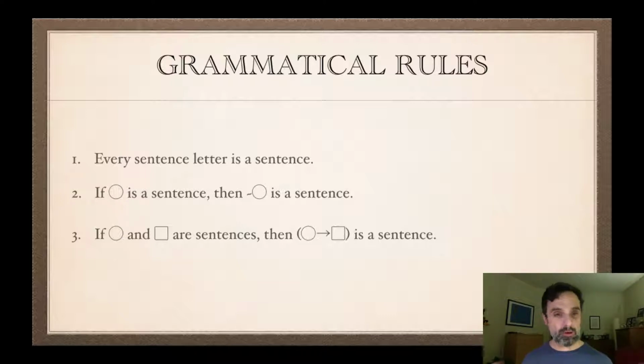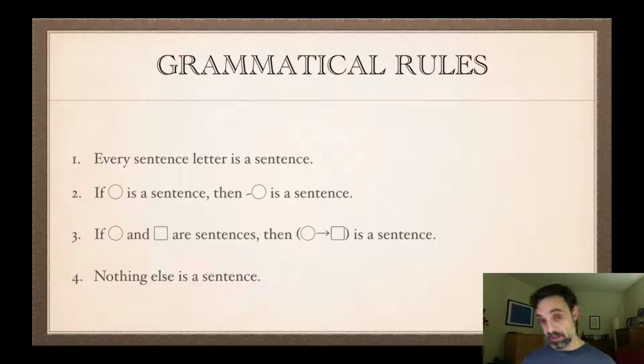So if circle and box are sentences, then left parenthesis, circle, arrow, box, right parenthesis is also a sentence. And nothing else is a sentence. This is important. The first three rules tell us here are some things that are sentences, and the fourth rule says if you're not a sentence according to the first three rules, you're not a sentence at all.